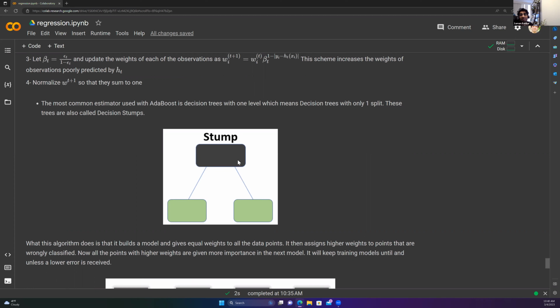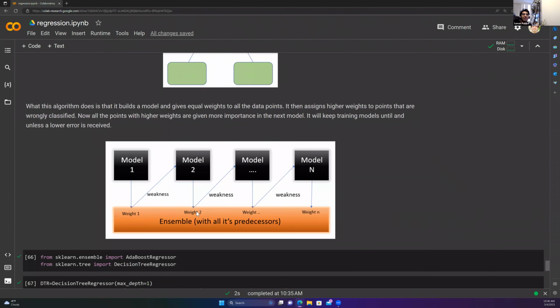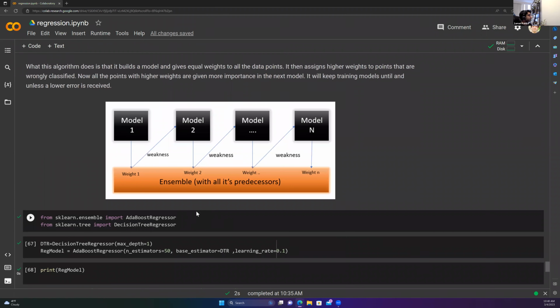Why do we call them weak learners? Because they're shallow, they're not too deep. They can't basically extract the complex features. They're really small and simple, but they're powerful when they work all together. So that's the leverage that AdaBoost would give you.